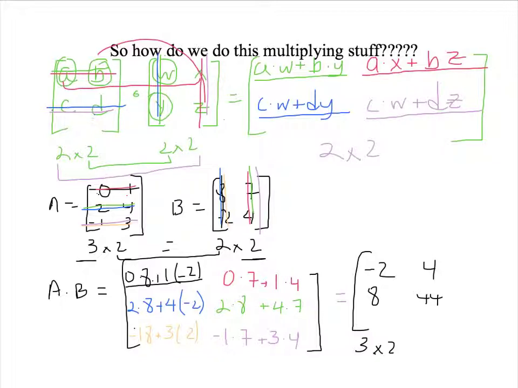-1 times 8 is -8, plus -6 is -14. -1 times 7 is -7, -7 plus 12 is 5. So there you go. That is multiplying two matrices together.